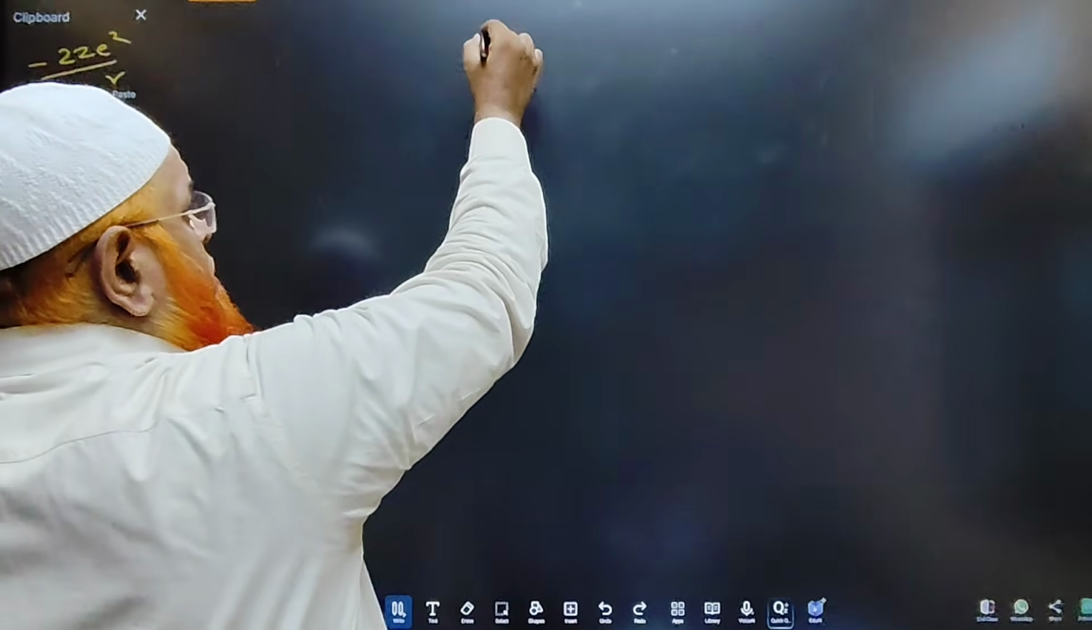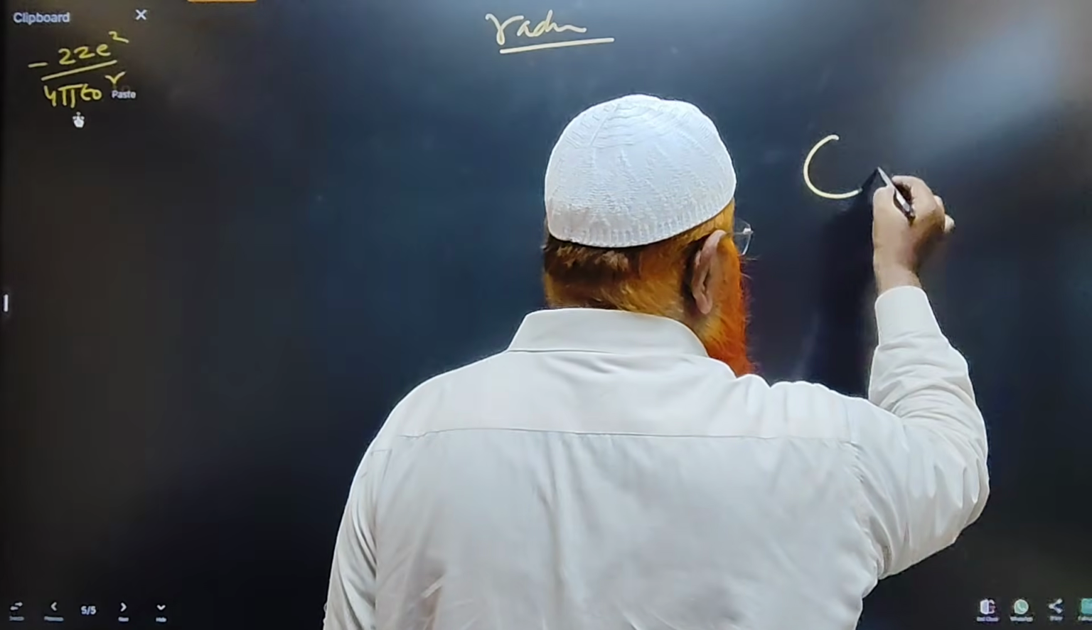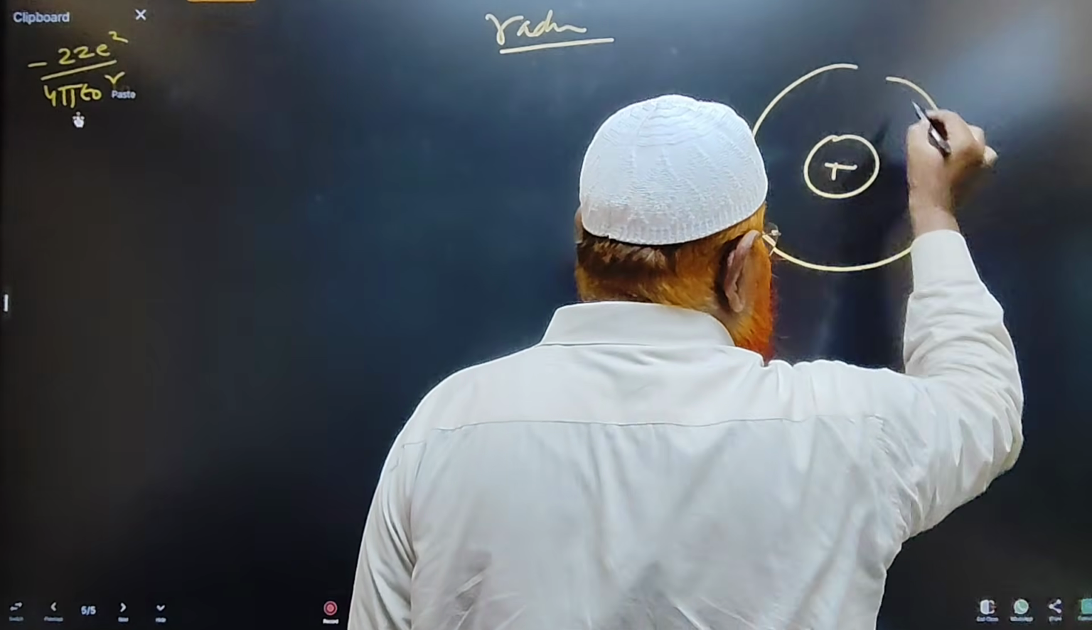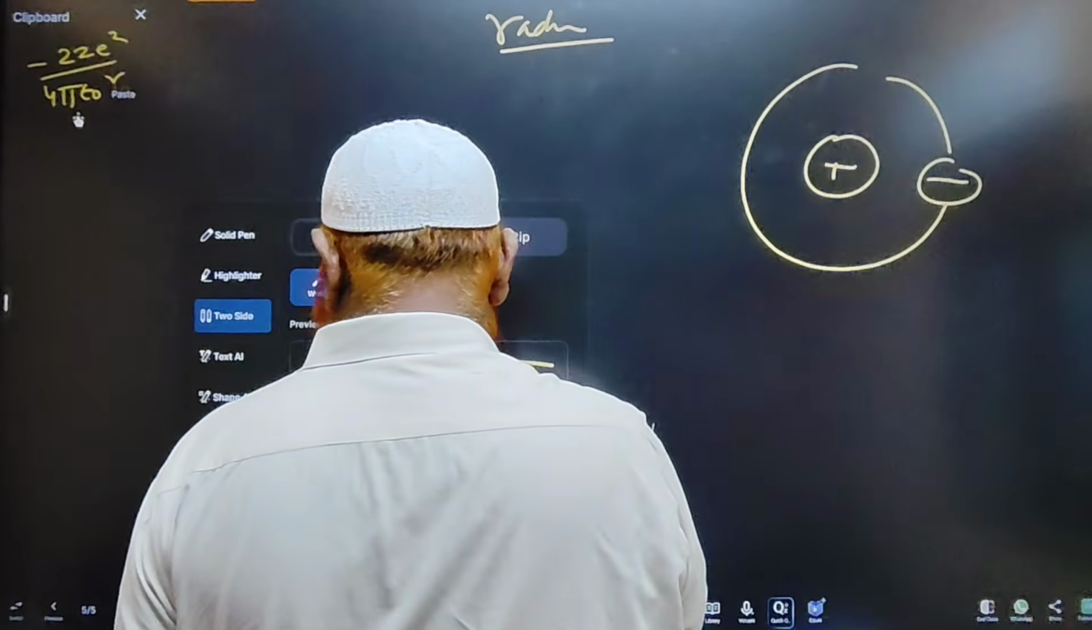Now let me find out what the radius of an orbit is. The same process here also. A positive charge is there. An electron is revolving around the nucleus. Okay. So what are the forces acting on this?